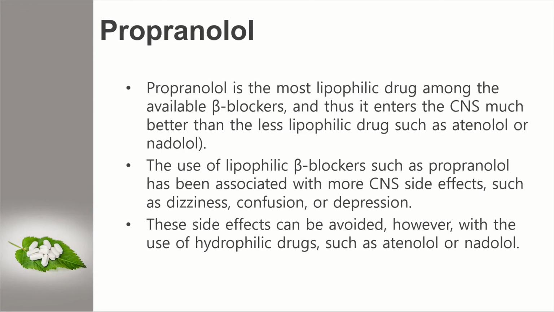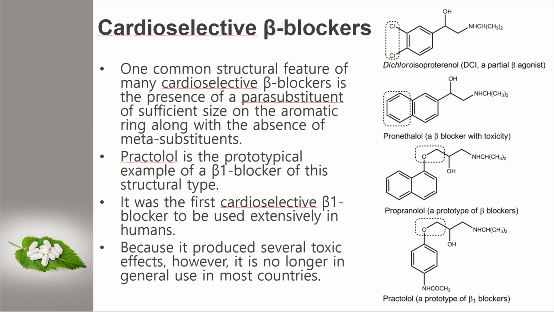So this should be your thinking going forward when you look at the structure of a drug. One common structural feature of many cardio-selective beta blockers is the presence of a para-substituent of sufficient size on the aromatic ring along with the absence of meta-substituents. Propranolol is the prototypical example of a beta 1 blocker of this structural type. So this is our beta 1 blocker here, propranolol. And as I said, it's a para substituent here.